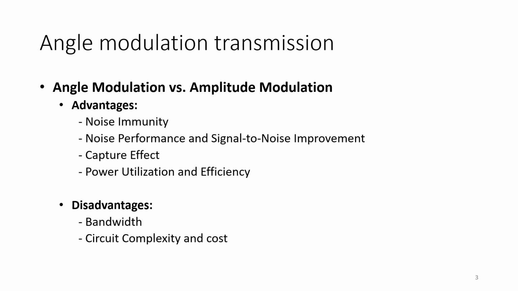However, we have these two main disadvantages of angle modulation. First is the bandwidth. Angle modulation requires more bandwidth compared with amplitude modulation. The second is circuit complexity and cost. The circuits involved in angle modulation are more complex, therefore they are more expensive compared with amplitude modulation. But as you can see, there are more advantages compared with the disadvantages.